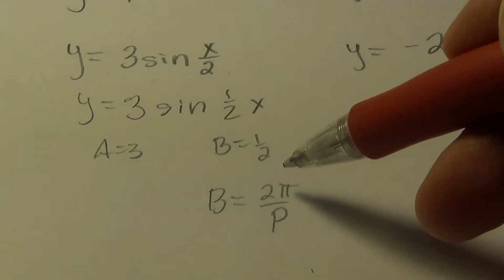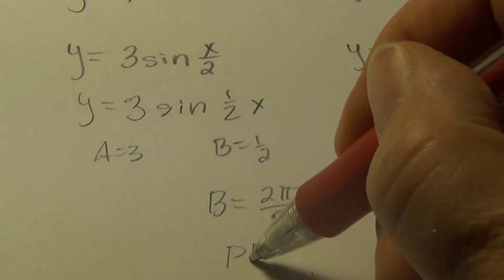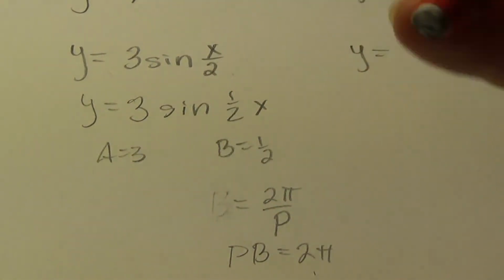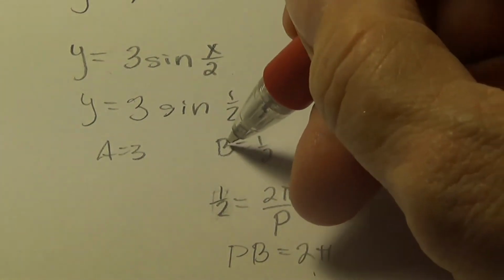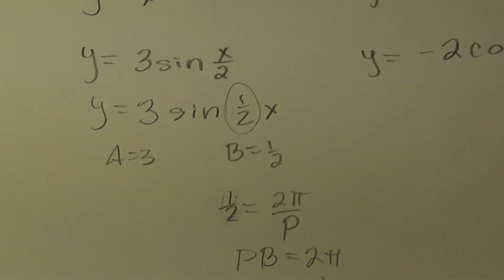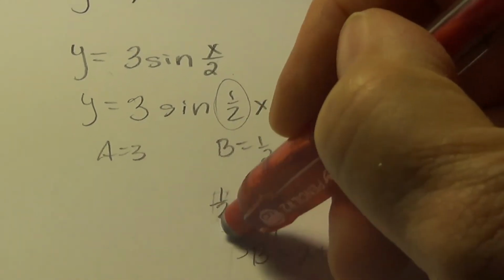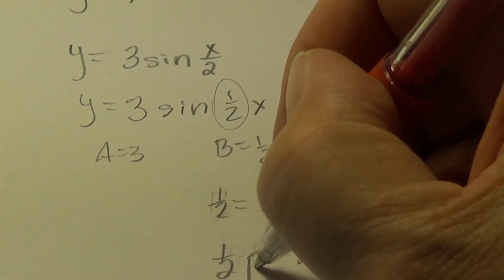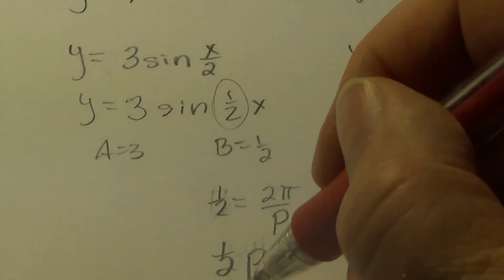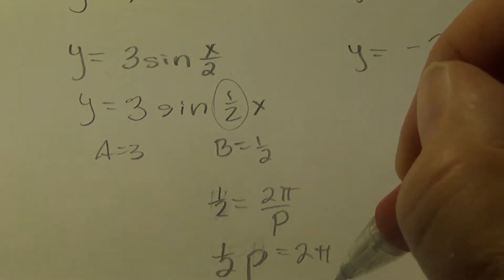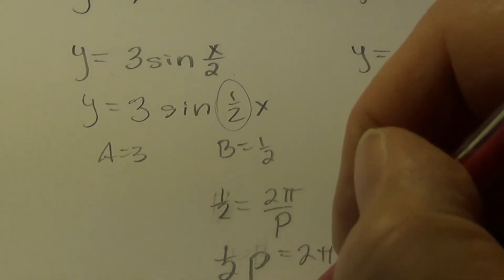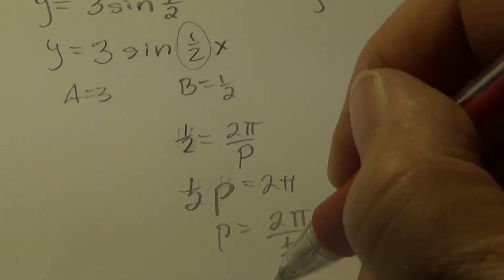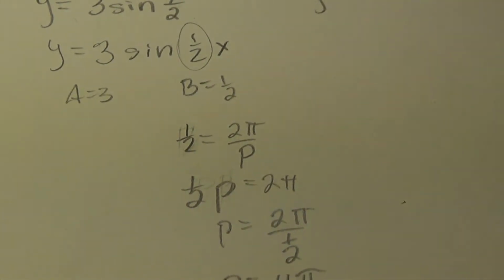So we solve this for p by multiplying both sides by p and dividing, b is known. It's 1/2. We got it from right there in that position. So when I multiply both sides by p, I get 1/2 p equals 2 pi. Now I divide both sides by 1/2, and we know when we divide by a fraction, it's like multiplying by the reciprocal. So we get p equals, the period is 4 pi.